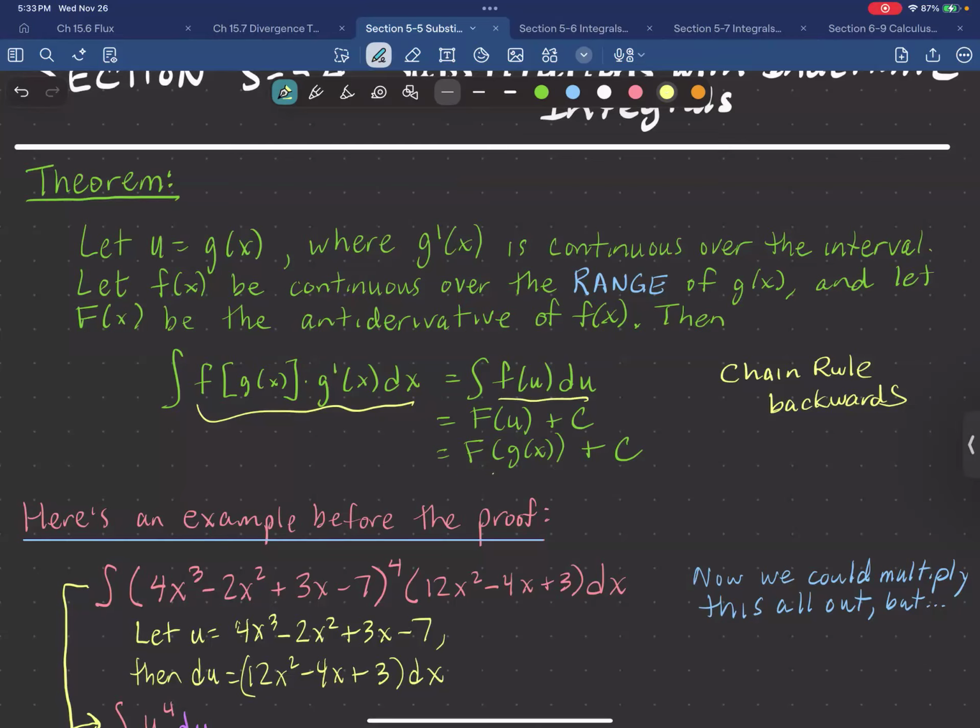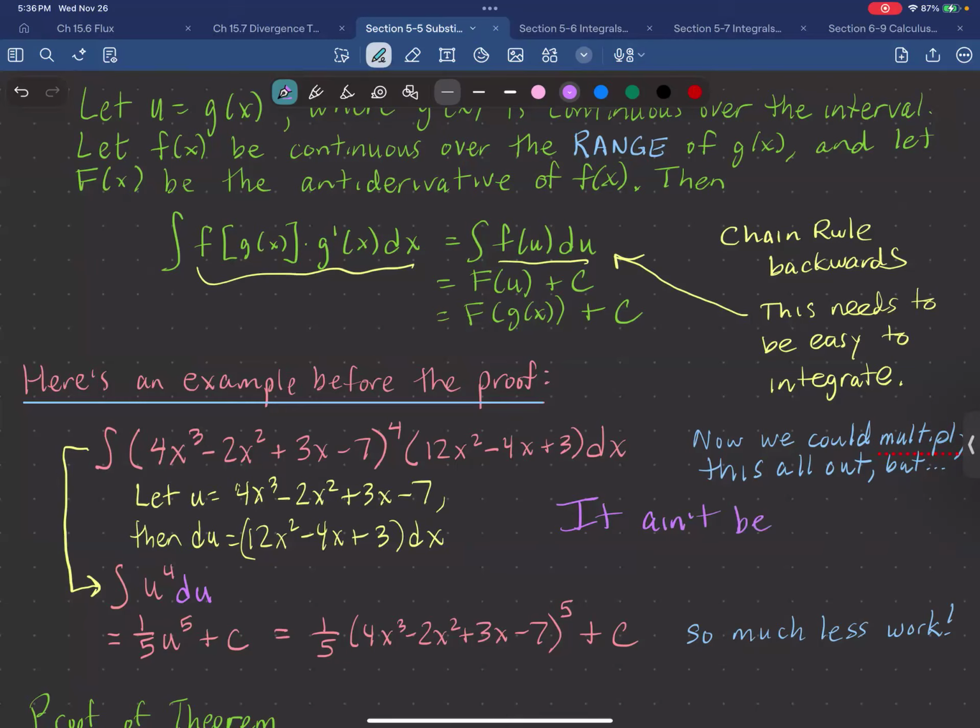Then, and this is important, it ain't about you. In fact, I love saying it that way. We're going to write that down. I'm even going to go with ain't, because that's how we say it in English. It ain't about you means we don't want to leave a u in there. So go back up, grab u, replace it back in. We started with x, we need to end with x.